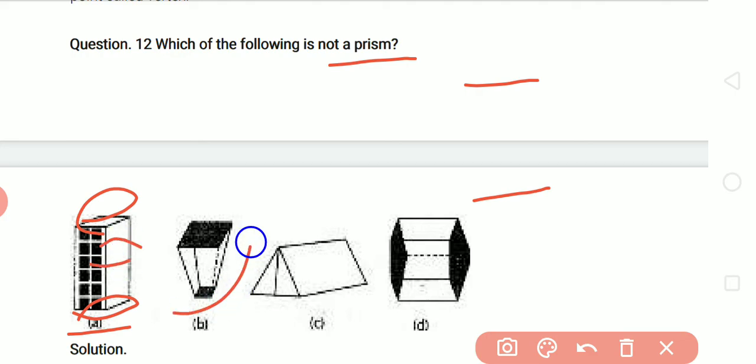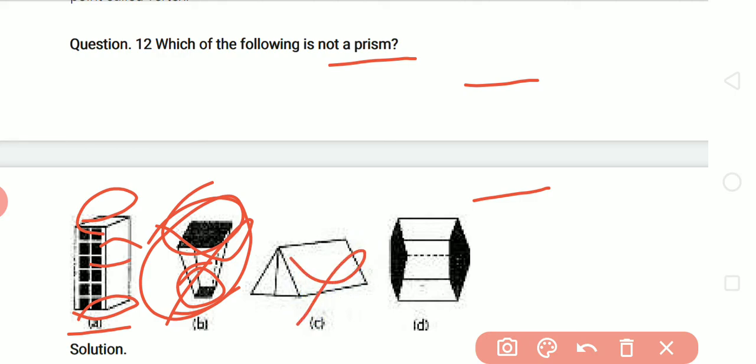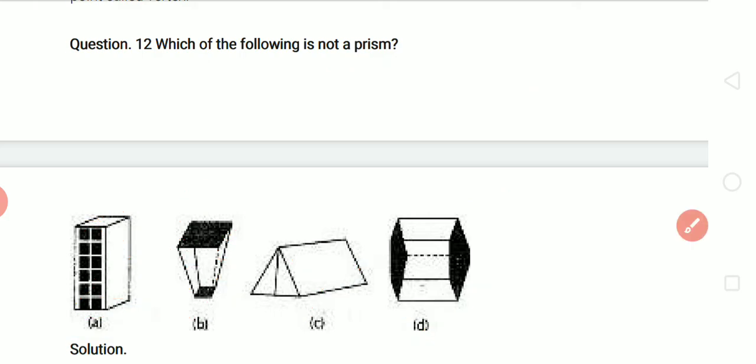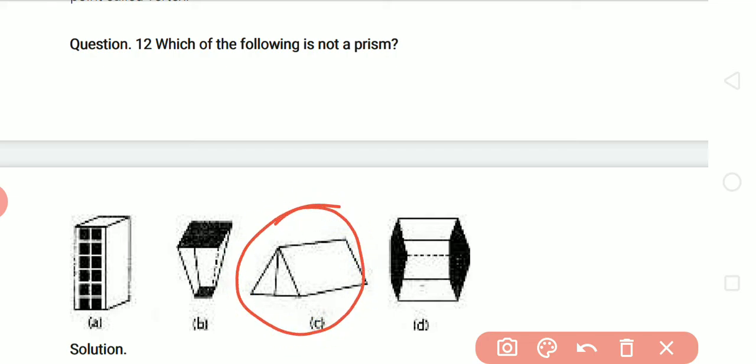And in this you can see this is the smaller figure and this is the larger one, so this is not possible. You can see this can be possible, this is not visible correctly. So according to me, this and this can be possible. And this is not a prism, exactly not a prism.